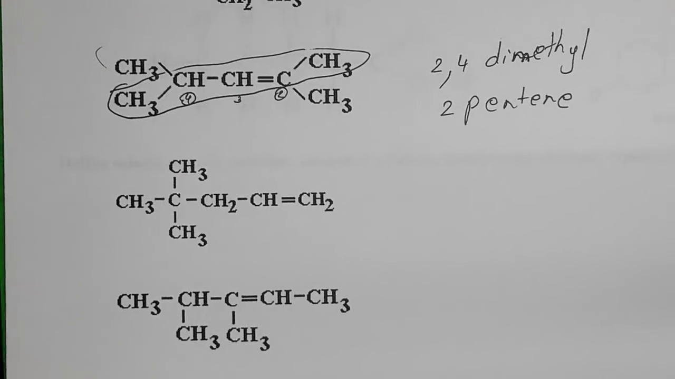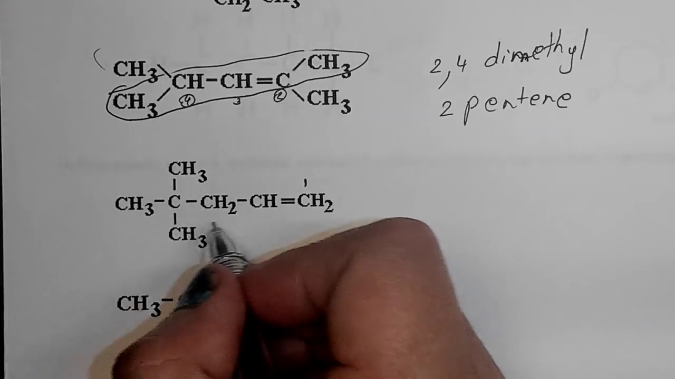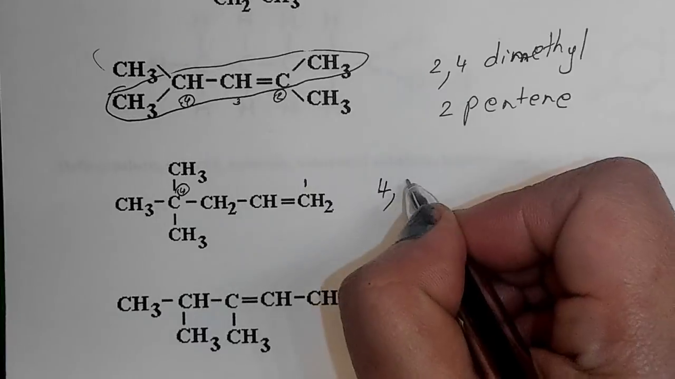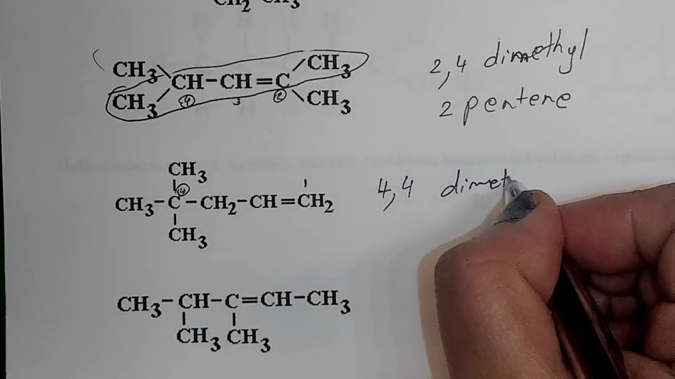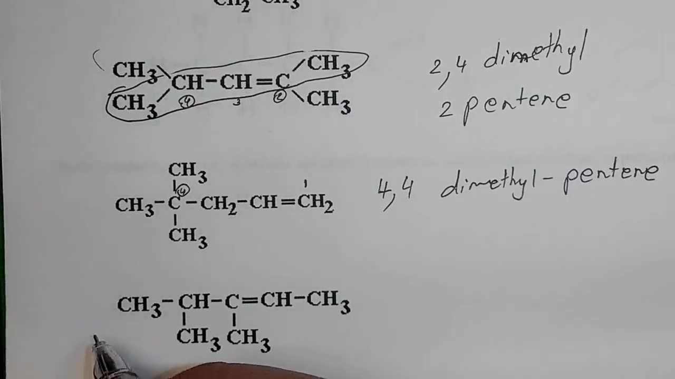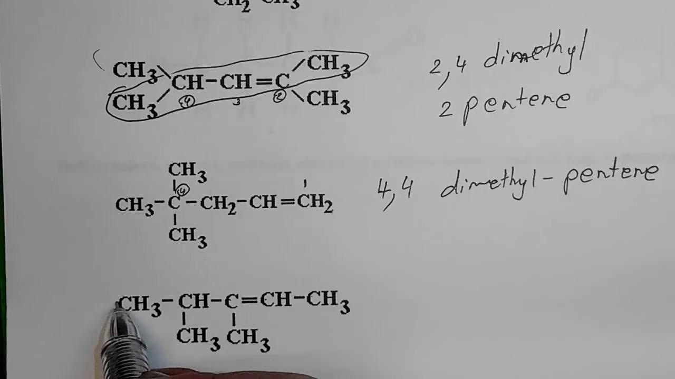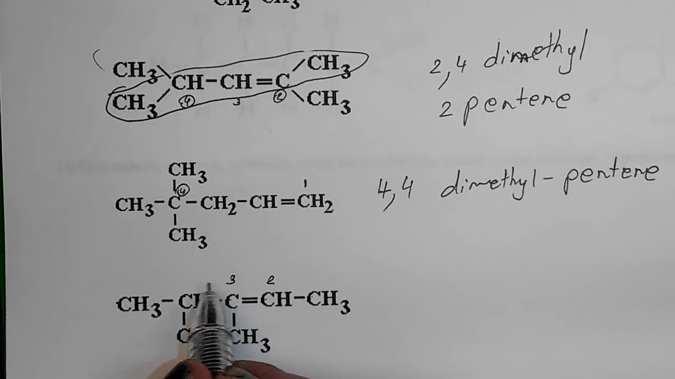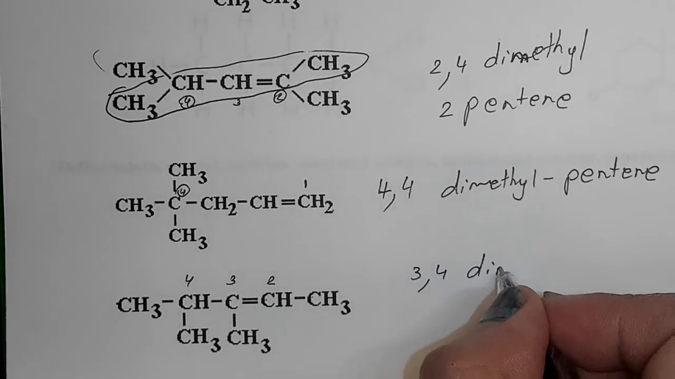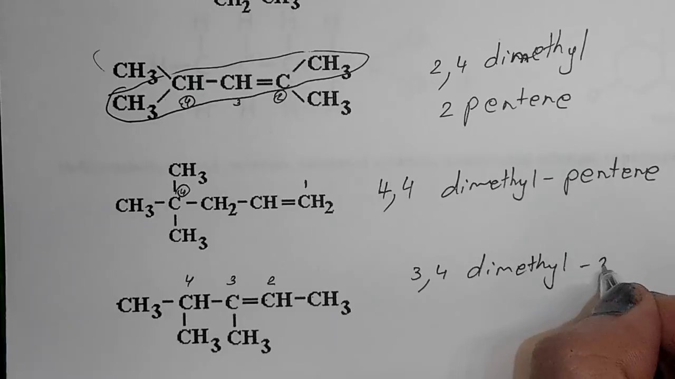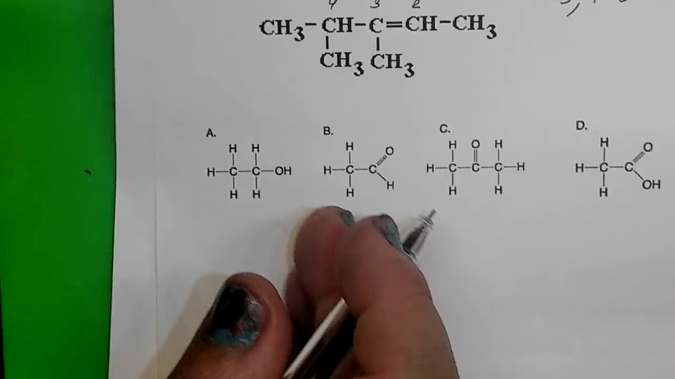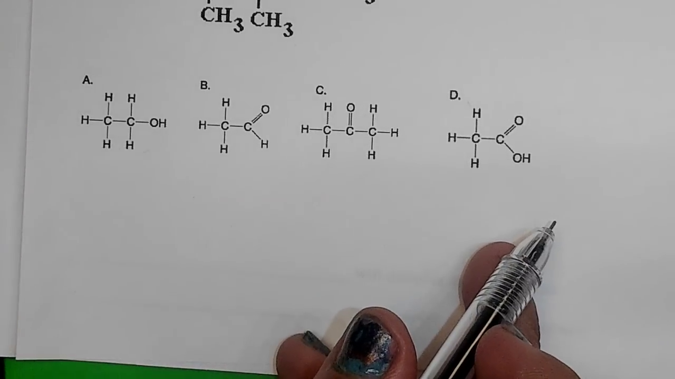Next one. Again, we're going to start from this side because we're going to give the double bond priority. So that means at 4, we're going to have 2 methyl branches. So we're going to say 4, 4-dimethyl pentene. Next one, same thing, pentene. 1, 2, 3, 4, 5. Notice this is my 2, so this is my 3, this is my 4. Okay, so that means 3, 4-dimethyl 2-pentene. Okay, these on the bottom, I just want you to tell me what kind of functional groups you have.